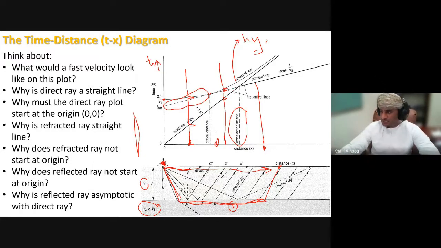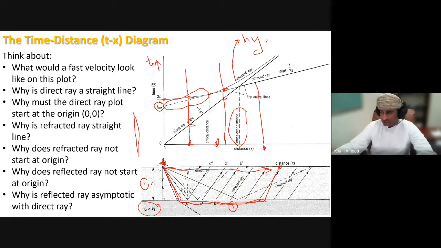There is a dash line. This is a straight line also. Refracted energy is also a straight line. Our direct is also a straight line. These two are straight lines. We use this to find the intercept time, the Y intercept, this time. We try to connect it with the Y axis to locate the intercept time, because this intercept time can be used to find the thickness of the layer using the refraction technique.